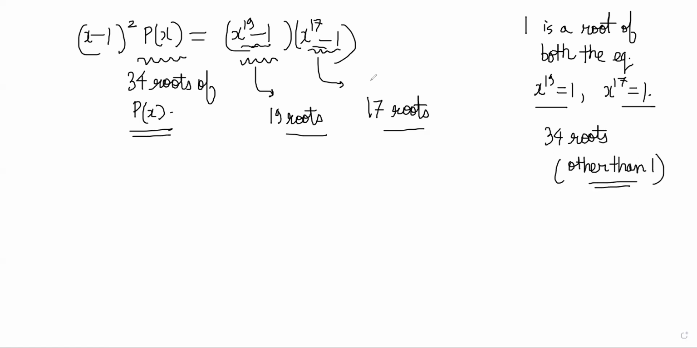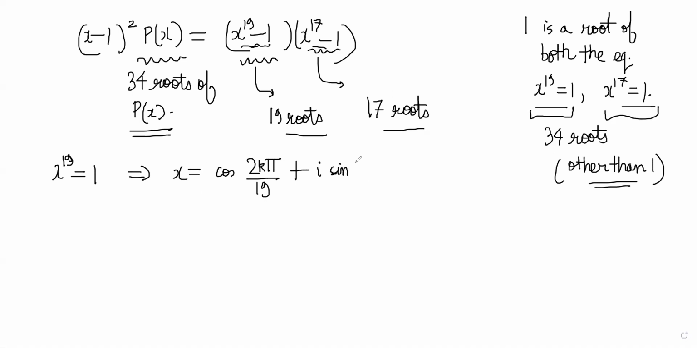Those roots will also be roots of p of x, because whenever the factors on the right hand side become 0, p of x will become 0. So how do I write the roots of this other than 1? X power 19 is equal to 1 has roots x is equal to cos of 2k pi by 19 plus i sine 2k pi by 19, where k goes from 0 to 18. However, you have to exclude the zero root, right? So if you exclude the zero root, k starts from 1 to 18, right?